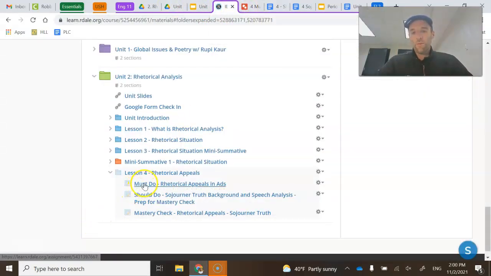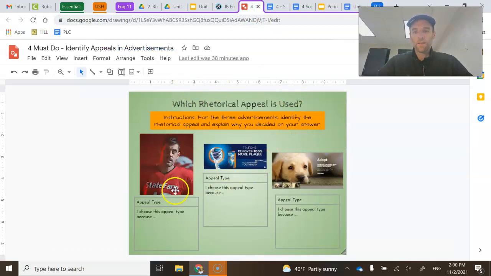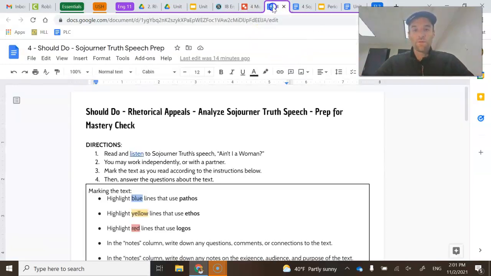Here you go, lesson 4. You have a must do, should do, and a mastery check. The must do looks like this. Very simply, you have 3 advertisements, and you need to tell me what's the appeal type. Remember, ethos, pathos, logos. And tell me, why did you choose that? Why did you think that was the appeal type being used in this advertisement? Hopefully, based on the examples I just gave you, this is super easy. So just show that you understand those 3 things.